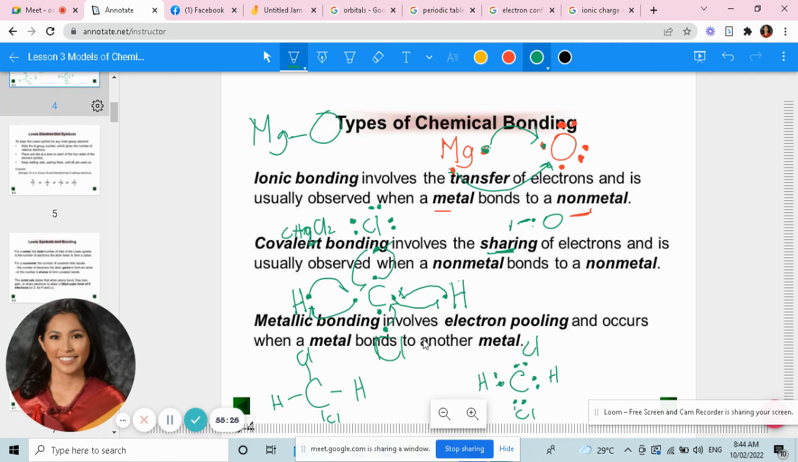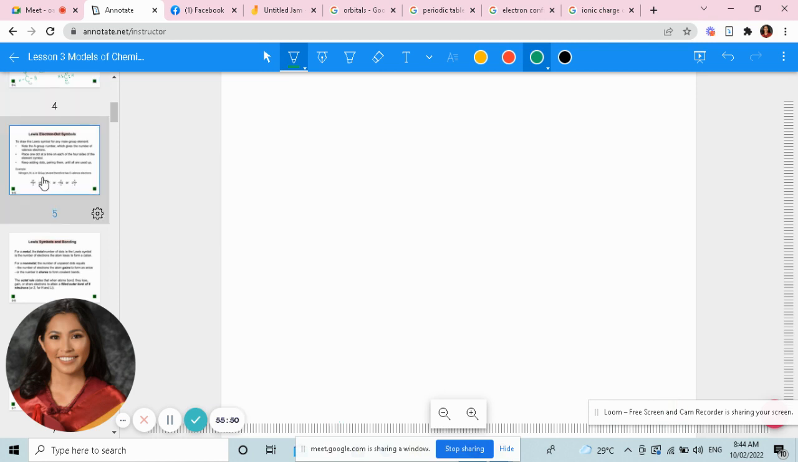Then we also have metallic bonding. It involves electron pooling, so we have a sea of electrons. We have electrons, electrons, electrons, so many, like a sea of electrons. Alright, electron pooling, that is involved with a metal bonding to another metal.